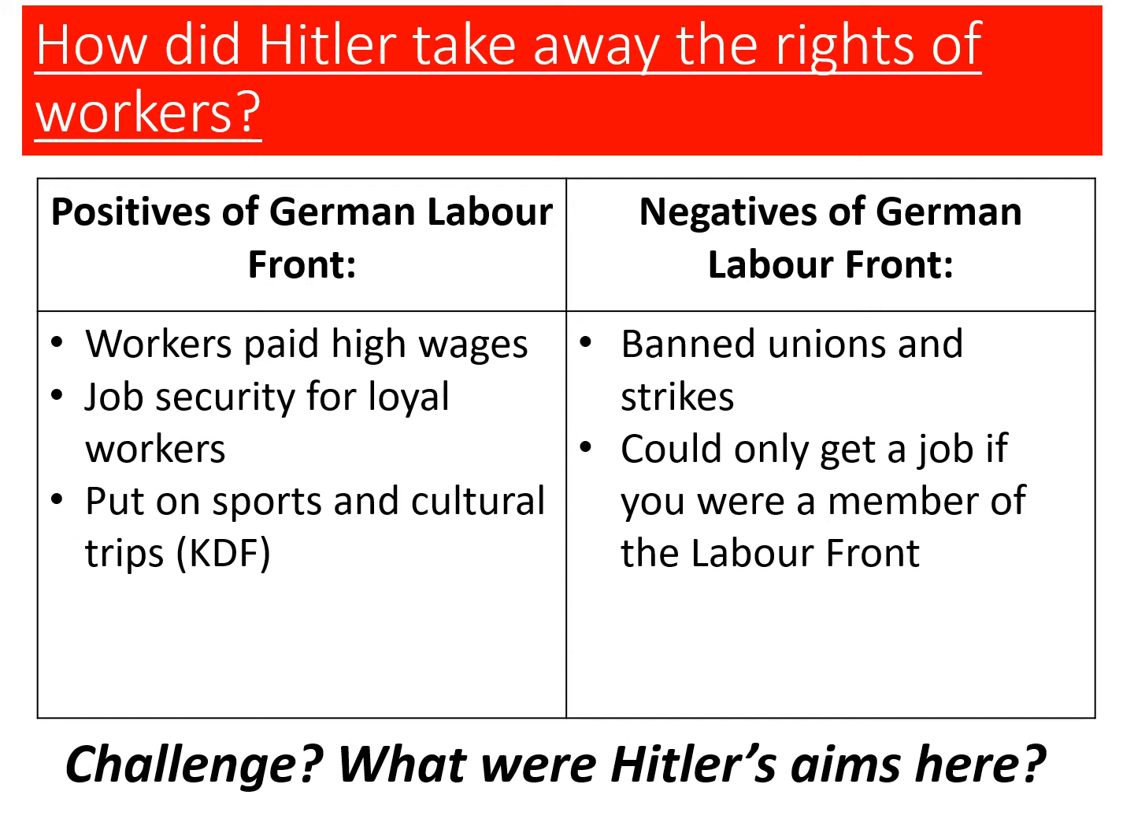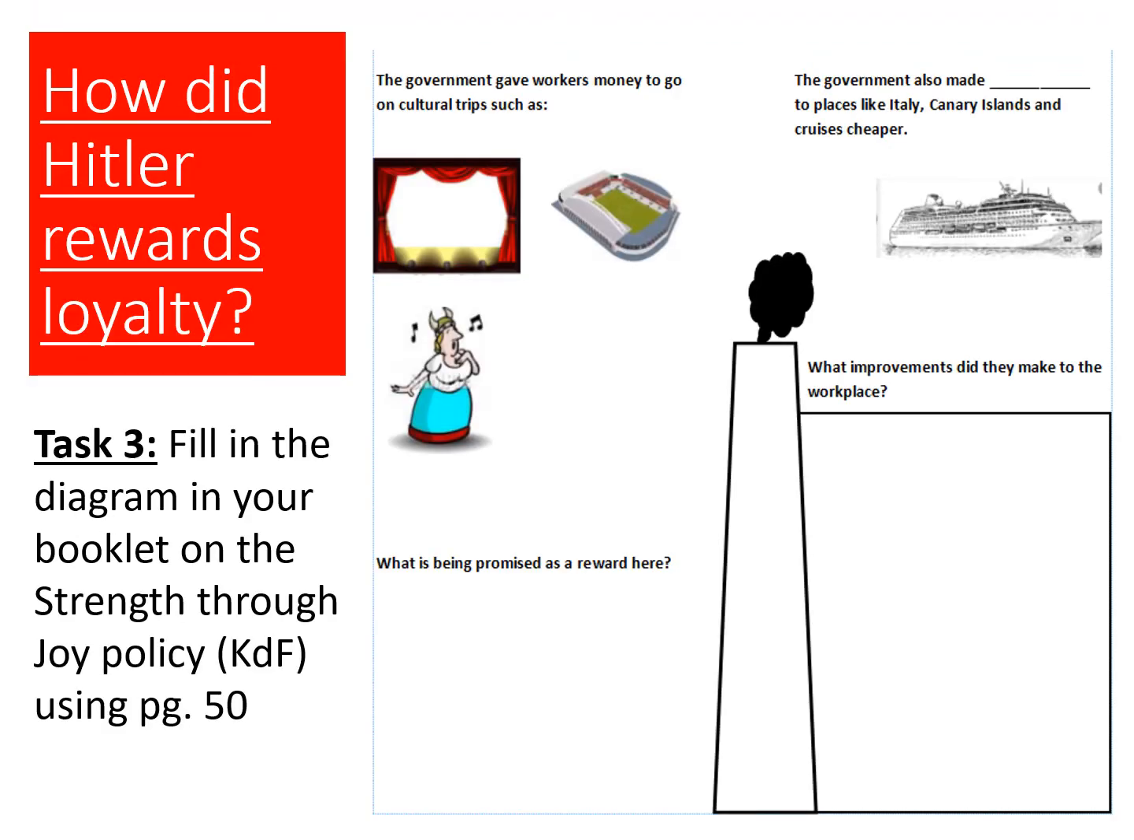So turn the page in your booklet and you'll have a diagram that looks a little bit like this. Make sure you're answering the questions at the top. I think we go back and do those at the end of each diagram. I've forgotten to remind you, so make sure you're doing that throughout. So, how did Hitler reward loyalty? Workers that were loyal to him, didn't protest, didn't kick off at him taking all their rights away.